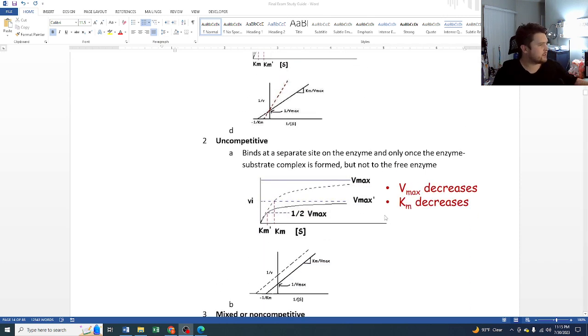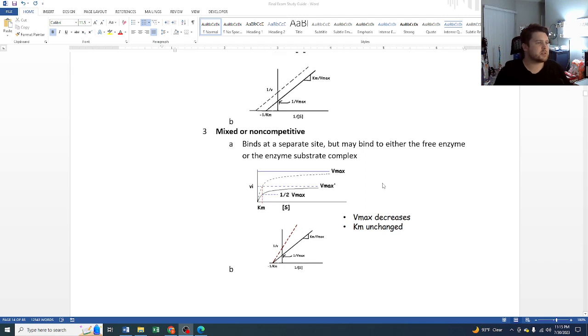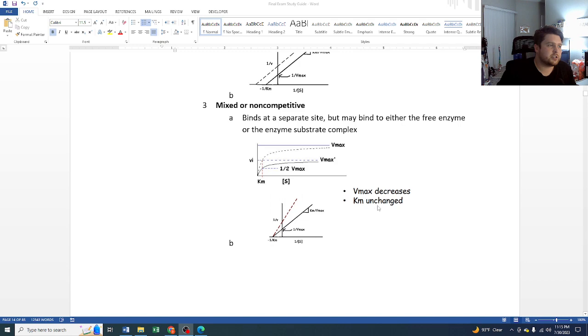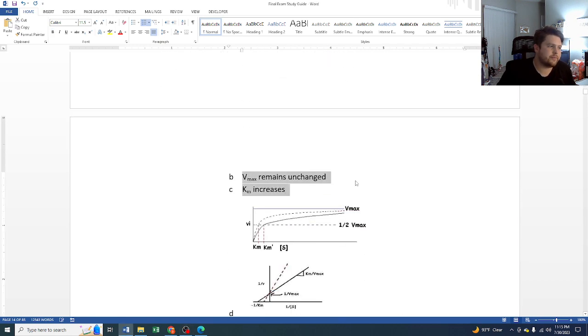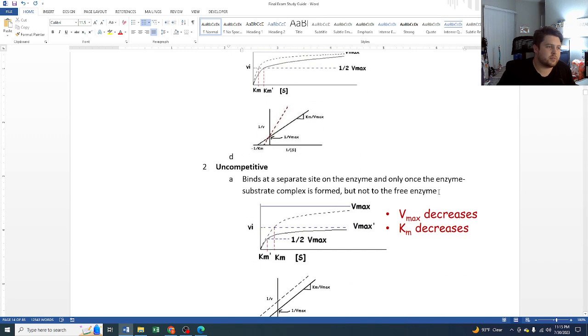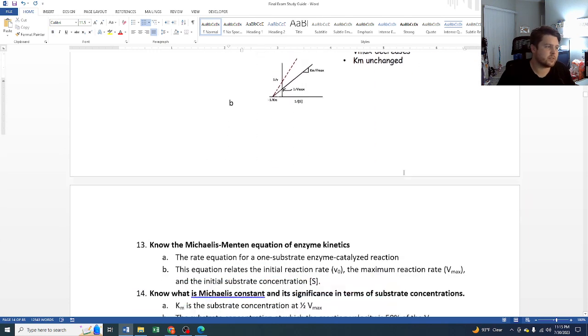You have uncompetitive, where the inhibitor is binding at a separate site of the enzyme, and that decreases the Vmax and the Km. Mixed or non-competitive, it binds at a separate site but may bind to either the free enzyme or the enzyme substrate complex. Vmax decreases but the Km remains unchanged. These will be board questions, so it's really just memorizing these couple of details. What happens to the Vmax and the Km with each of these.